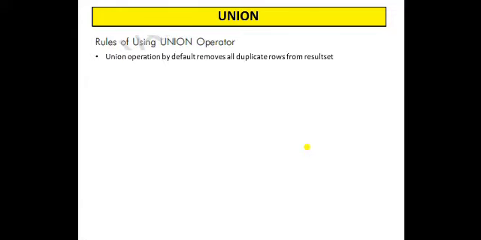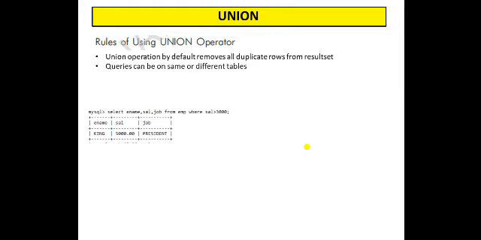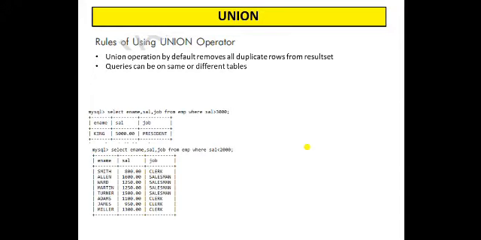Now let us go through some rules on the union operation. The first rule says that the union operation by default removes the duplicate rows from the result set. That we have already discussed: when you don't use the ALL keyword, by default it removes the duplicate rows. The second rule says that queries can be from the same or from different tables. Different tables we have already done. Let us see how it is applicable on the same table.